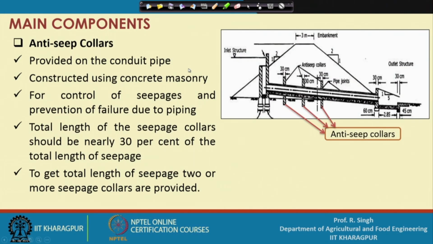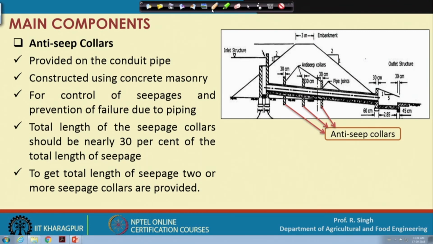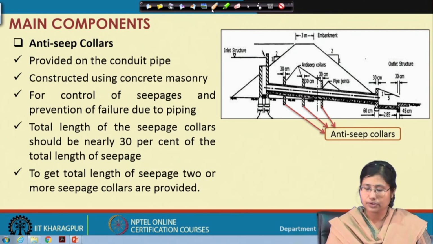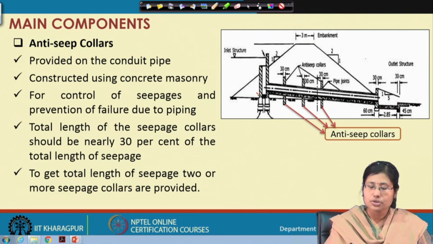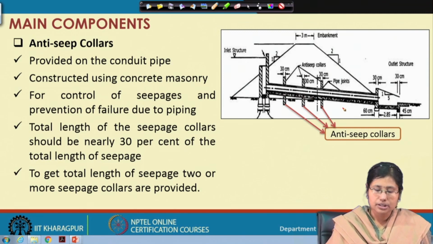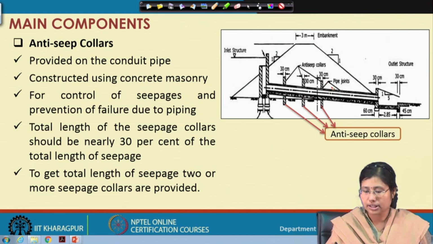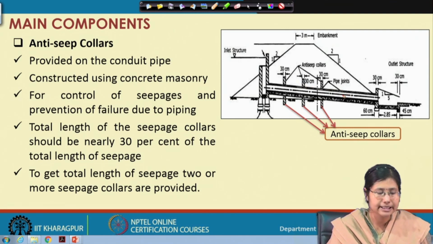Now, coming to the main components. Here we are going to cover some of the main components of this drop inlet spillway. The first one is anti-seep collars. You can see here is the inlet structure, here is the complete conduit part, and this is the outlet. In the conduit pipe structure, anti-seep collars are provided. You can see the small collars are provided here.